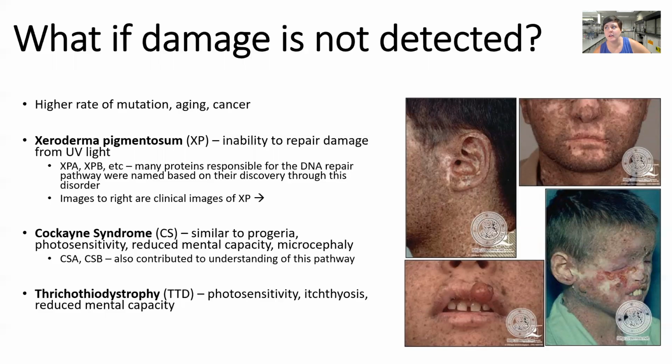And in fact, a lot of the proteins involved in the DNA damage repair pathway, if you were to look up this pathway, you would see a lot of the proteins are called XPA or XPB or XPD. That XP comes from the fact that we know these proteins are not functioning in XP, or xeroderma pigmentosum. So they're named based on this disorder because they were discovered through understanding this disorder.